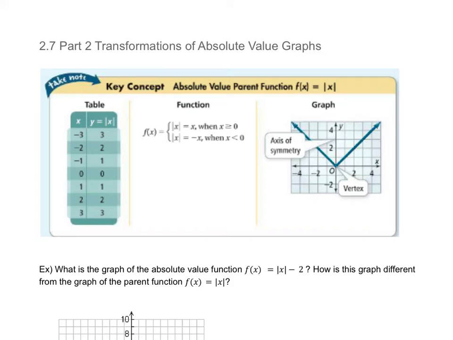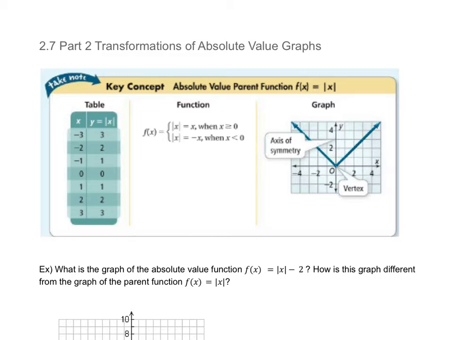All right, so now 2.7 part 2 is where it gets a lot more fun. We're going to talk about these absolute values again, but now they're going to have all these different kinds of transformations. And if you remember back in 8th grade pre-algebra, transformations could be a reflection, it could be a shift left and right. So they're going to have a lot of stuff going. It could get more narrow, it could get wider. So it's a lot of fun.